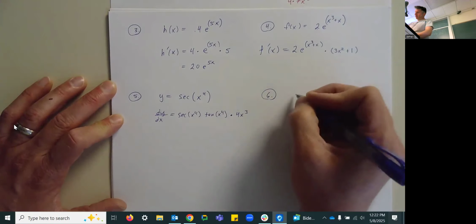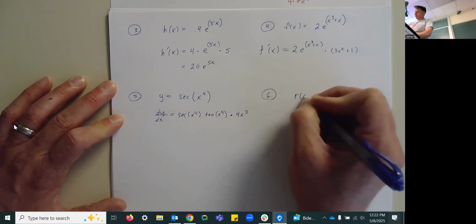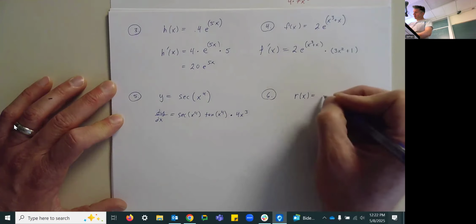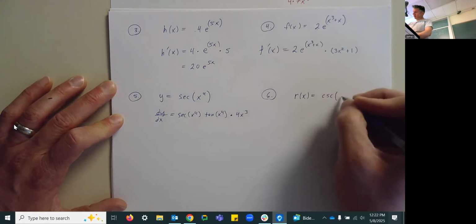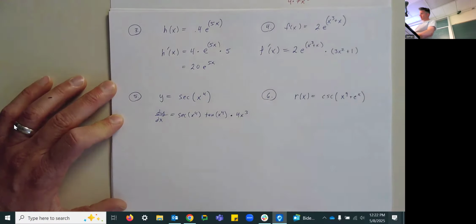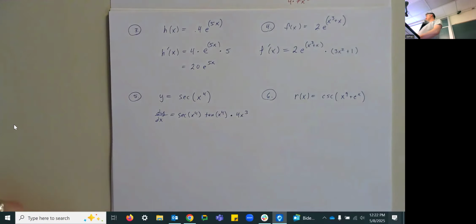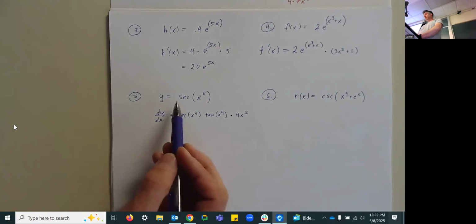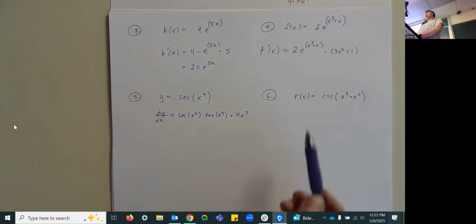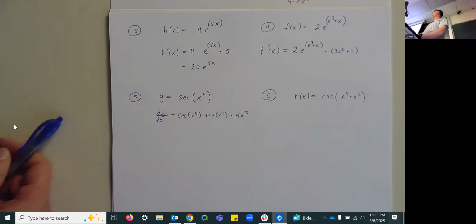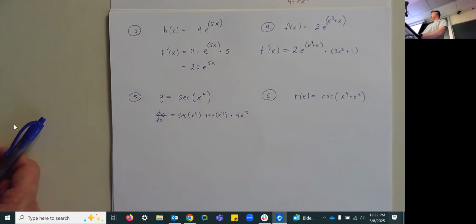Let's say our function is r of x equals cosecant of x to the 9th power plus e to the x. And I'll remind you, the derivative of cosecant of x is very similar to the derivative of secant of x. The derivative of secant is secant x tangent x. The derivative of cosecant of x is negative cosecant of x times cotangent of x. So you've got a little bit of writing to do here.